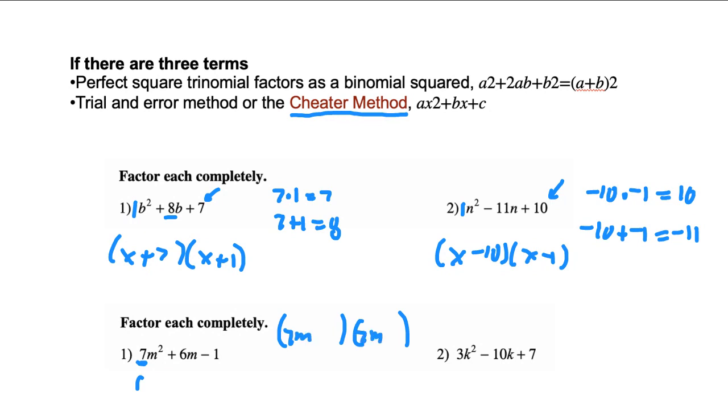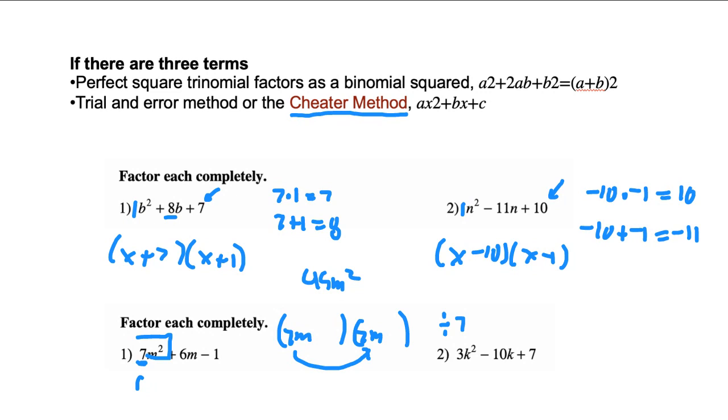Now, I know that this is not correct because if I multiply this together, that gives me 49m squared. That's not my first term. It's 7m squared. So this is not correct, but that's how I do it. So I cheated with the 7, so at the end, I have to divide a 7 out.